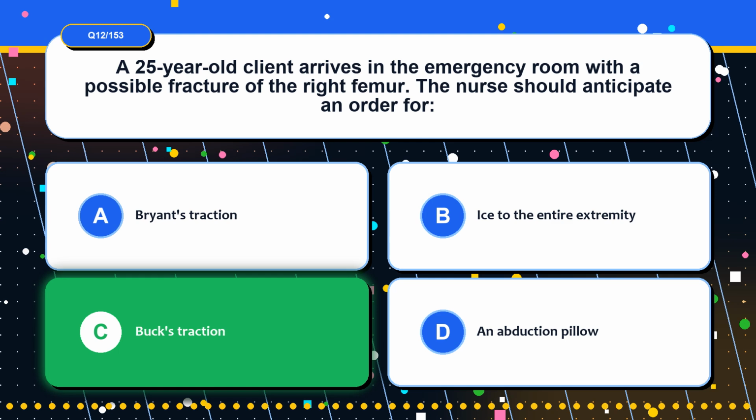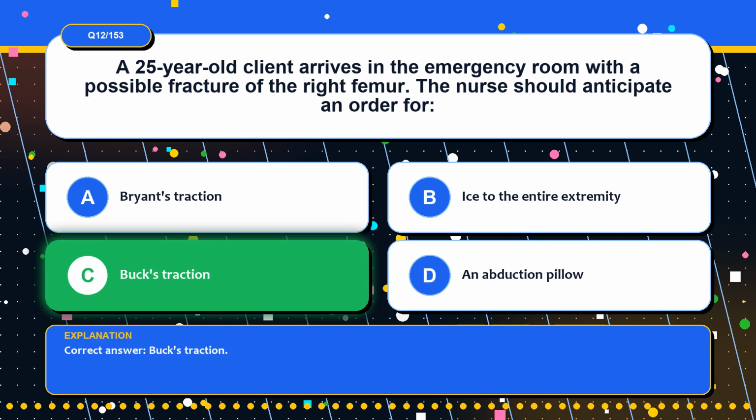The correct answer is option C, Buck's traction. Correct answer, Buck's traction.